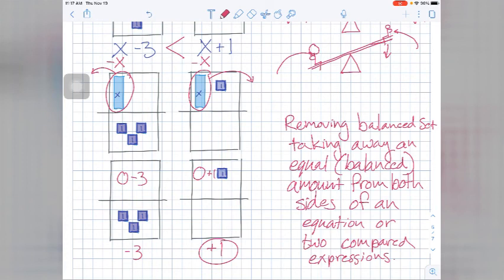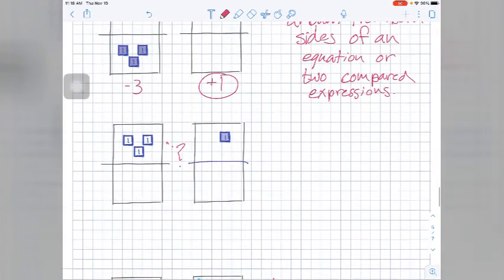Okay, so that's how that works. We're going to be practicing this more in class, and we'll be practicing this during the rest of 215.